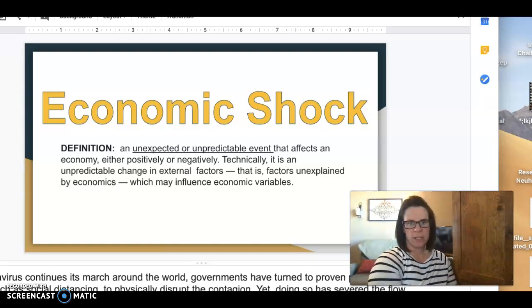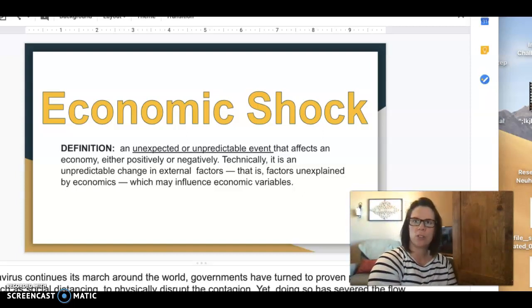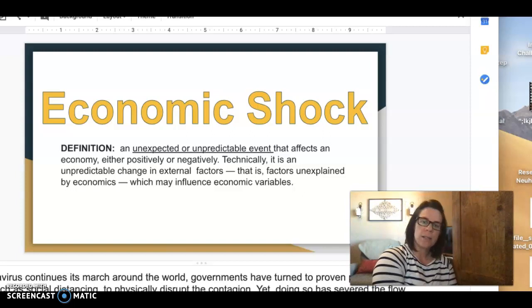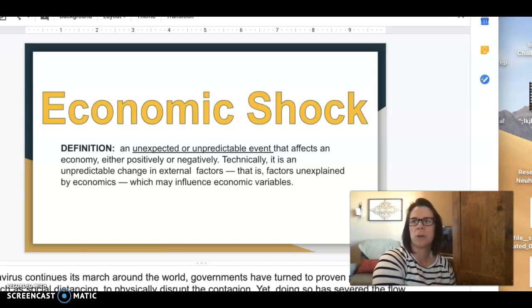So as the coronavirus continues to march its way around the world, governments have turned to public health measures like social distancing to physically disrupt this contagion. Yet in doing so, what's happened is that it's really severed the flow of our goods and it's stalled economies. And so in the process of this, we've created a global recession, or like I said earlier, some might even say a global depression. So this economic contagion has been just as contagious and spreading just as fast as really the disease itself. And this didn't seem possible to me even a month ago.